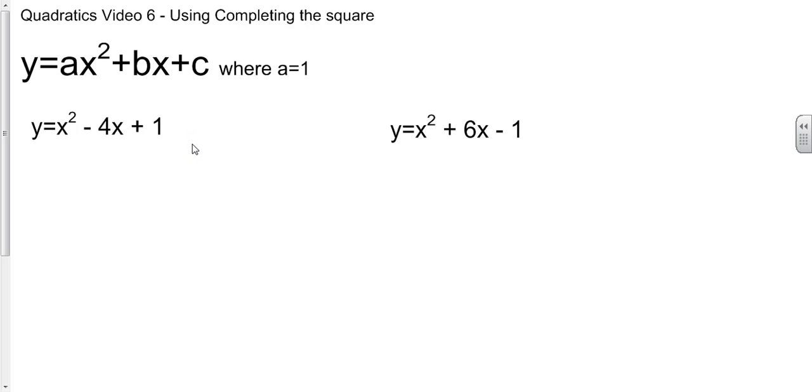Hello again, we've got a sixth video in the quadratic series, and in this one we're looking at not just completing the square but how we can use it.